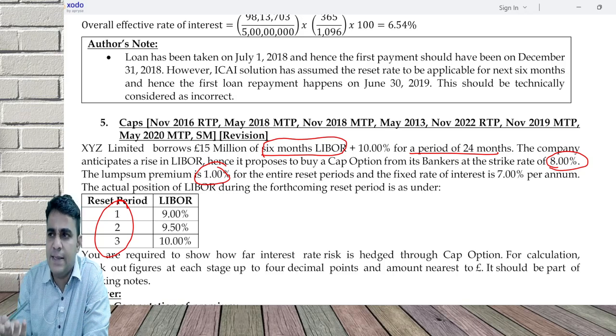They have not given the 1 reset period. I will not analyze the 4th reset period.